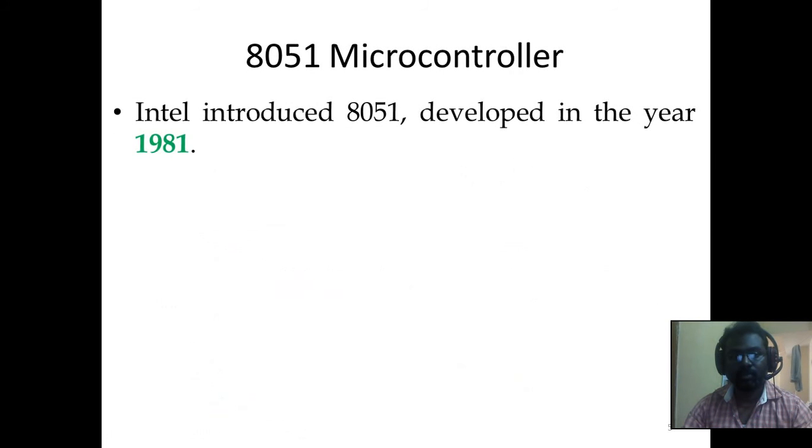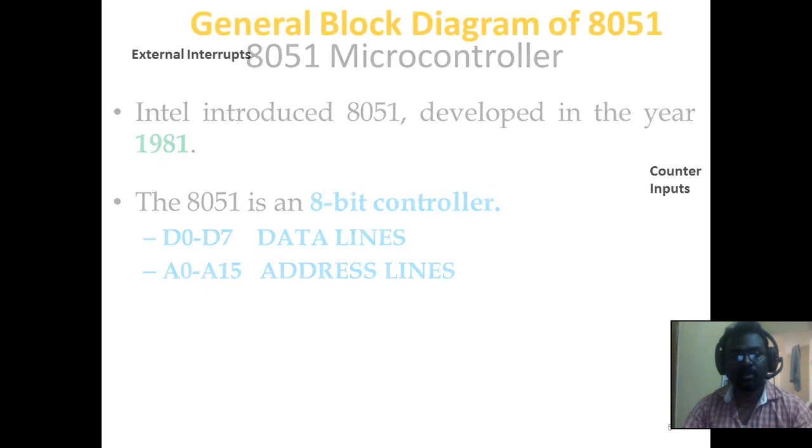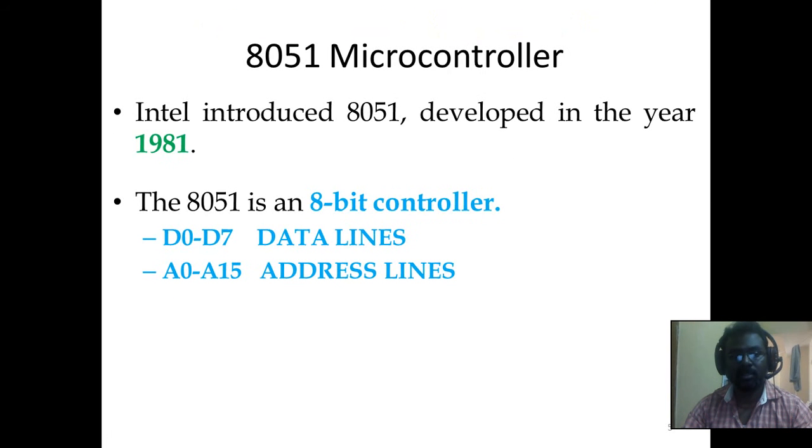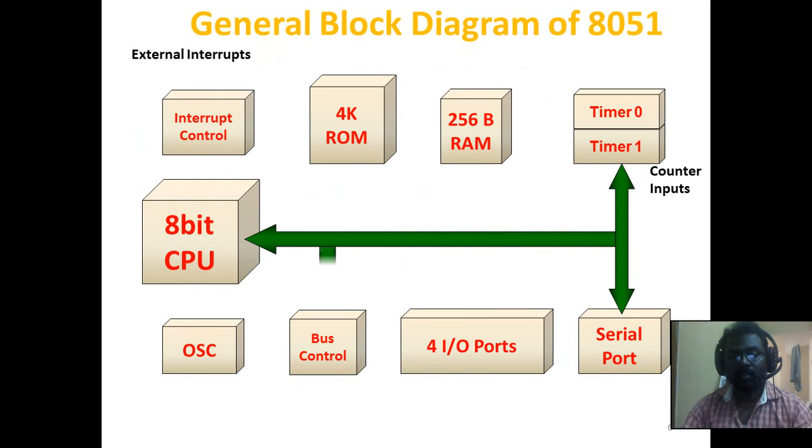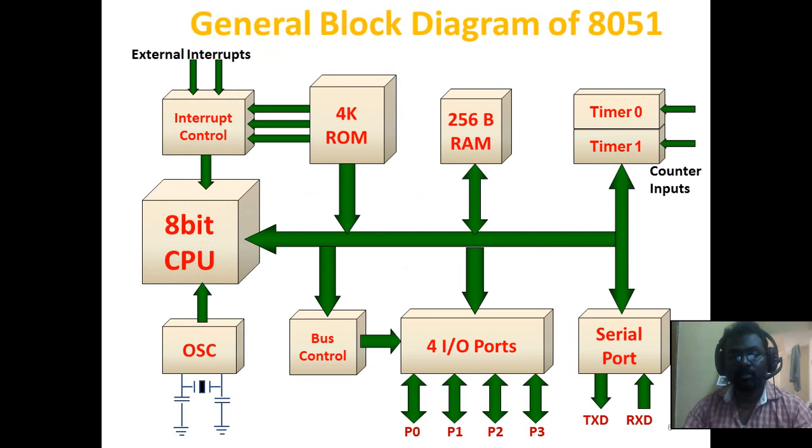If you look at this 51 microcontroller, it was developed in the year 1981, and it is an 8-bit microcontroller. So there are 8 data lines and 16 address lines. That is, D0 to D7 is the 8 data lines, and A0 to A15 is the 16 address lines. So this is the internal block structure of 8051.